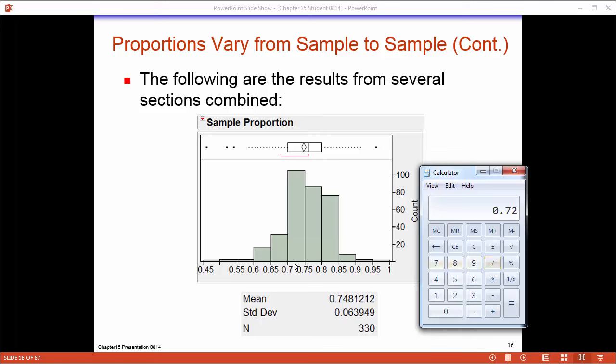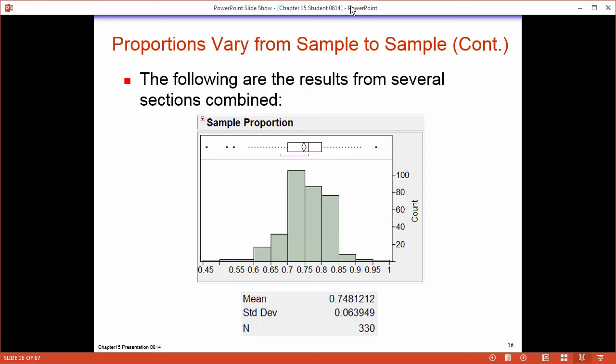And they would fall over here in this bin then. And that's where these numbers are coming from. These 330 are 330 attempts at 50 free throws. So this is an interesting graph because we're seeing the long run.